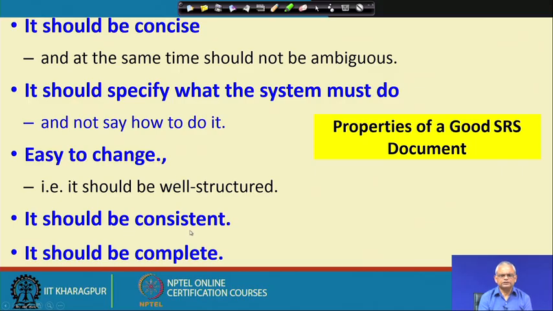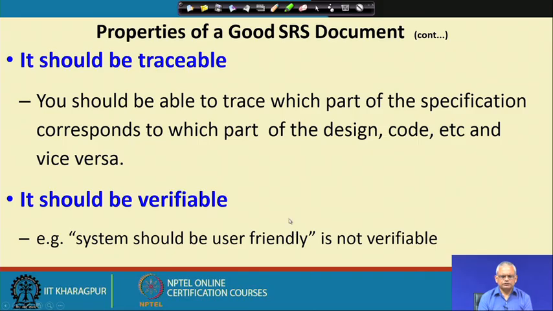It should be consistent, these different functionalities should be consistent, should be complete, all functionality should have been represented in the SRS document, and also it should be traceable. Traceable means as each functionality identified in the SRS document is implemented, we should be able to identify a functionality is implemented by which part of the design, which part of the code and so on.